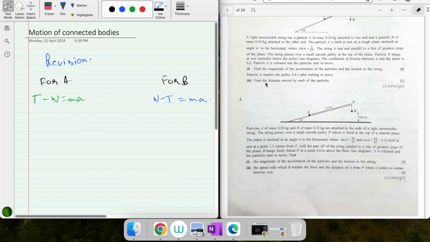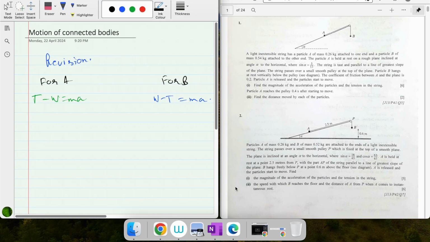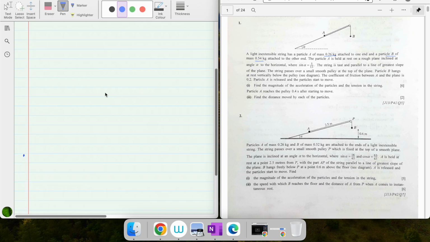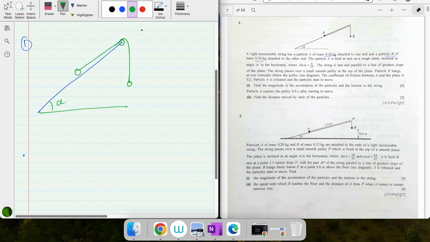Question number 1 says a light inextensible string has a particle A of mass 0.26 kg attached to one end of the particle and a particle B of mass 0.54 kg is attached to the other end. I'm extracting this diagram here. This is the case. Angle is alpha. Particle A lies here. This is the pulley. B hangs on the other side.